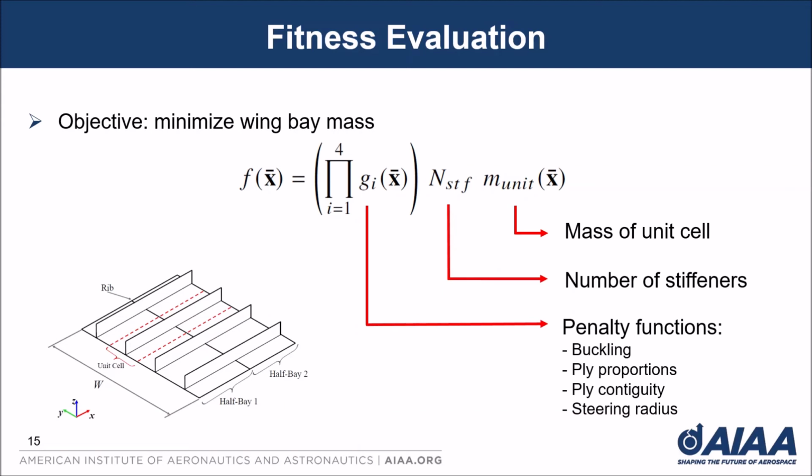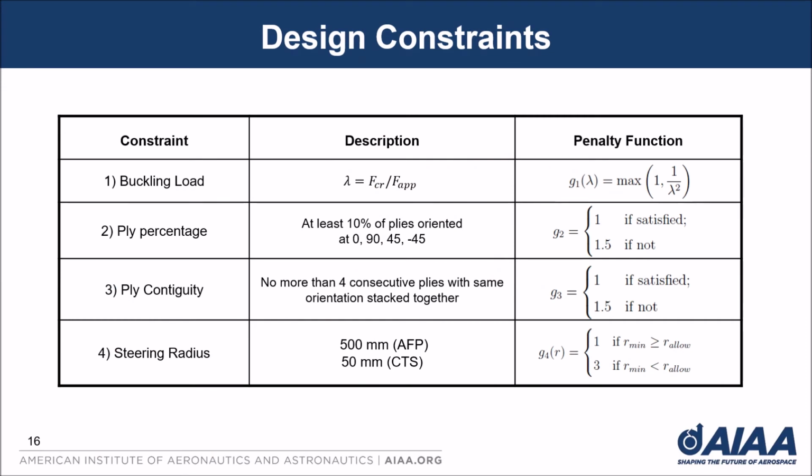The fitness value is based on the mass of the unit cell, the number of stiffeners in the entire panel, and the product of penalty functions for design constraints, which are buckling load, ply proportions, ply contiguity, and steering radius. This chart shows how the penalty function behaves as each constraint is violated or not. In the third column, you can see the values assumed by each penalty function associated with each constraint.